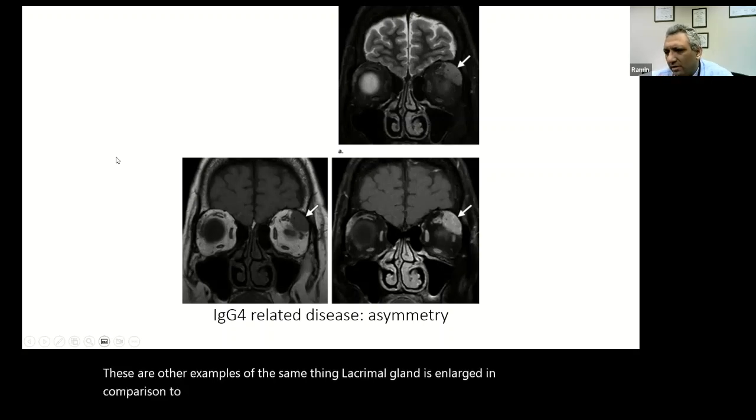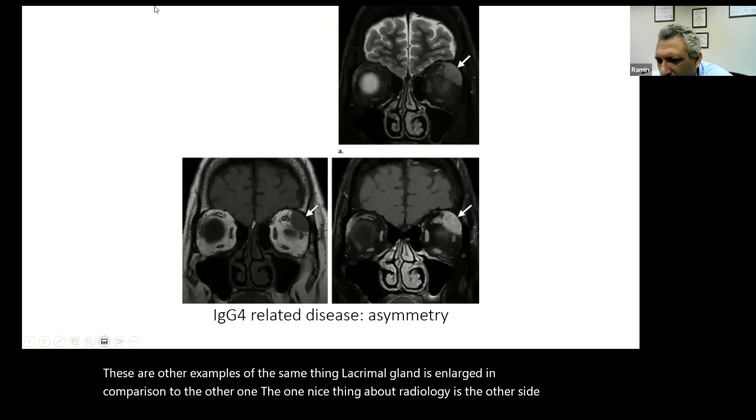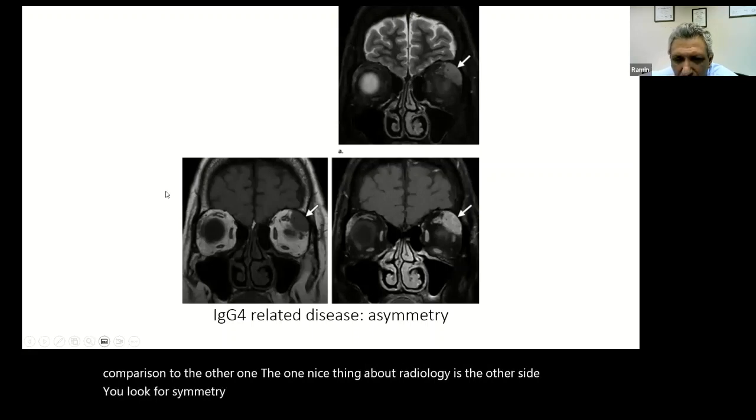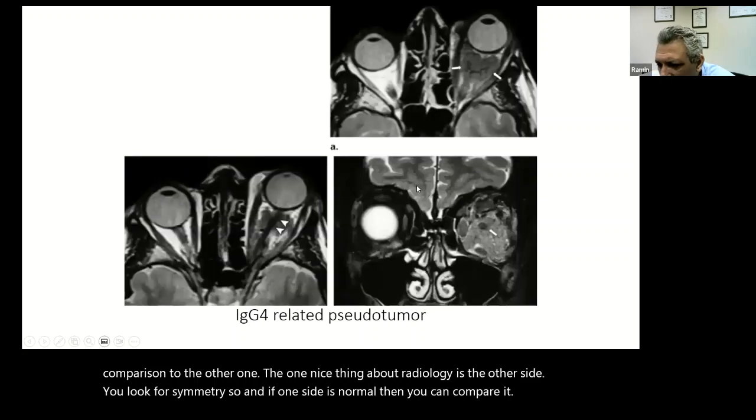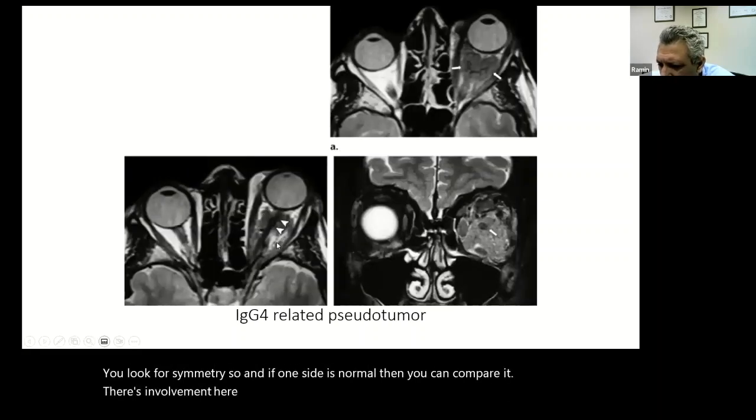The one nice thing about radiology is the other side. You look for symmetry, and if one side is normal, then you can compare it. There's involvement here as well. This is orbital pseudotumor. Again, this is painful.